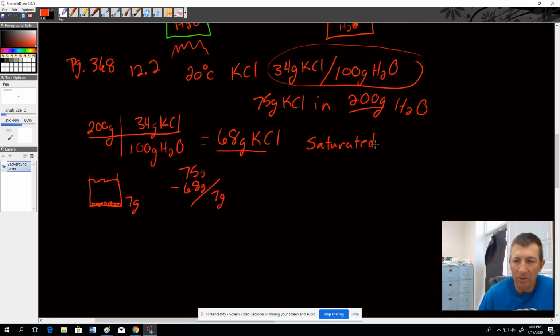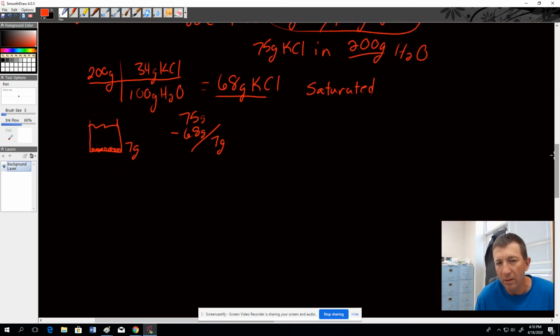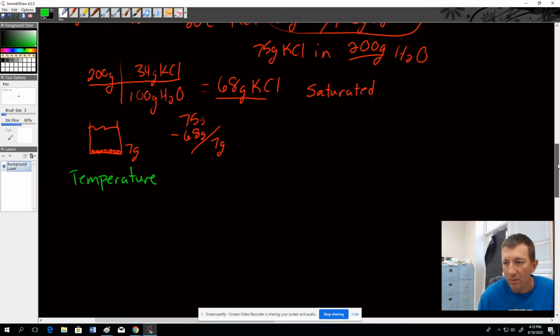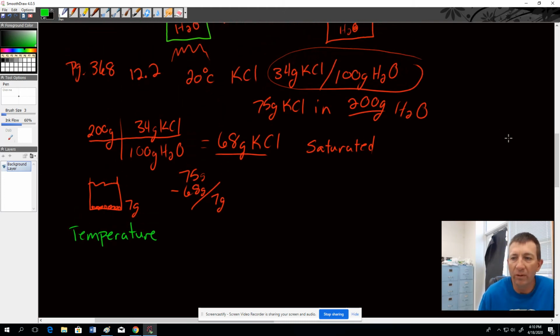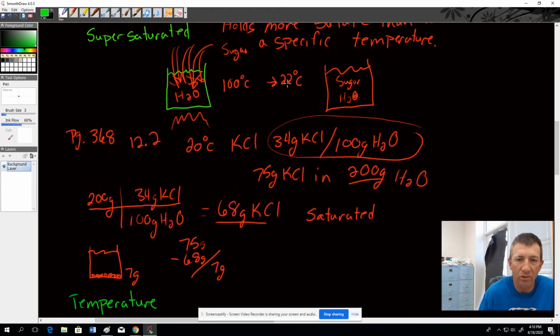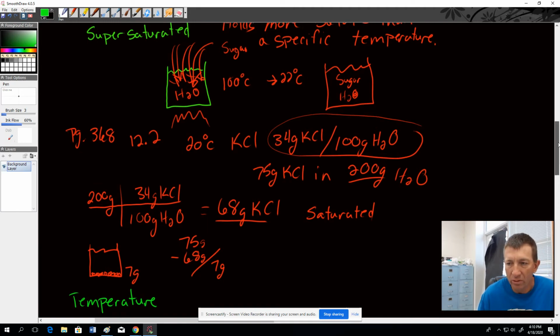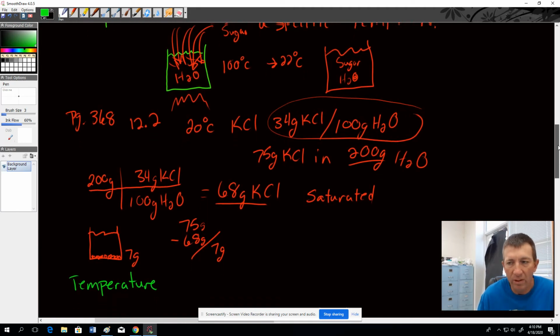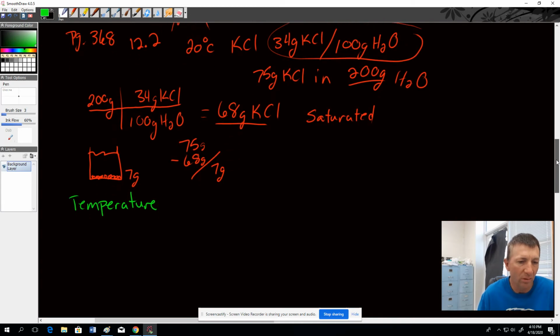Okay, the next thing we're going to do is talk about how temperature affects solubility, all right? So we're going to do temperature. So how does temperature affect solubility? Well, we talked about it up here with dissolving our water and our sugar. So usually, not always, but usually when you raise the temperature, you can dissolve more solute.